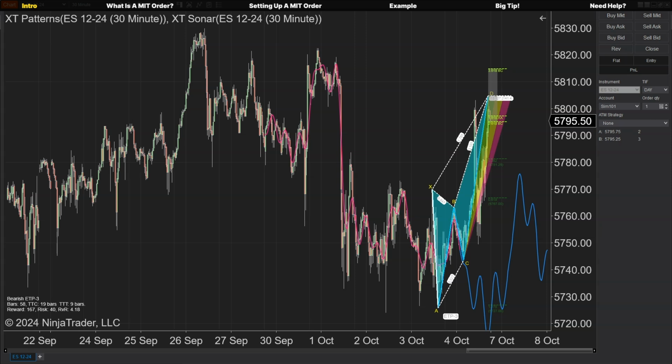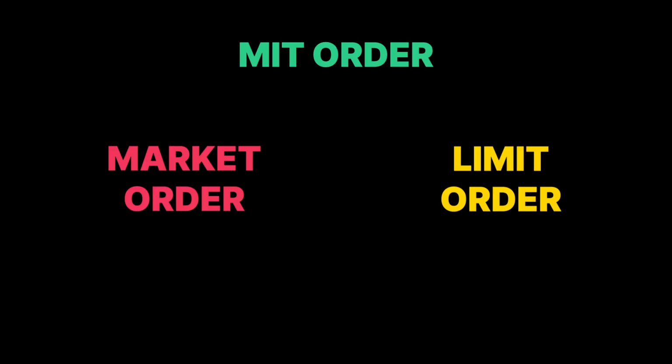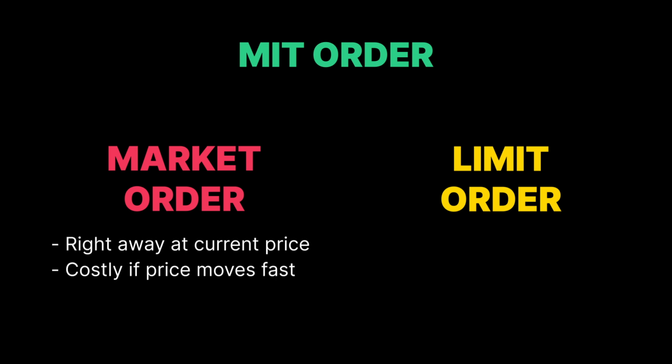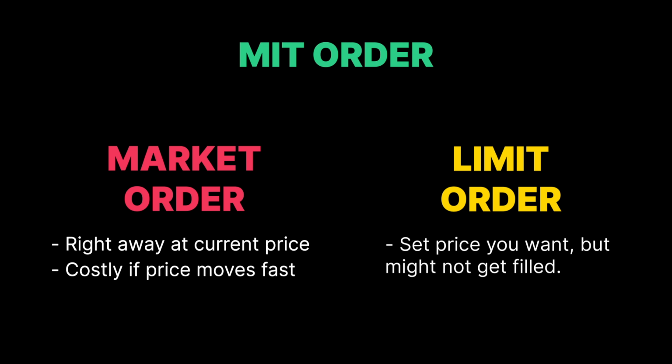Now, why should you use MIT orders more often, and how do you set them up in NinjaTrader 8? So give me 10 seconds to cover what MIT orders are. For anyone that doesn't know, a MIT order is not like a traditional order. A market order and a limit order is probably what you're used to. They each have their own ups and downs, no pun intended. Market orders happen right away at the current price, but can sometimes cost you a lot more if the price changes quickly. Limit orders, you set the price you want, but they might not get filled if the market never reaches that price. So MIT orders are a bit different.